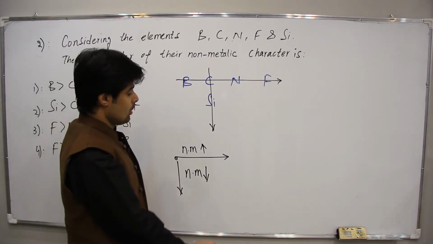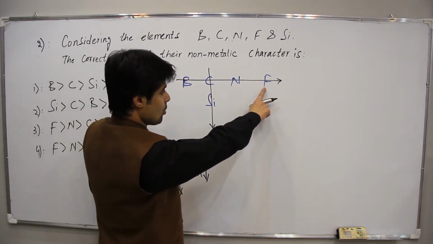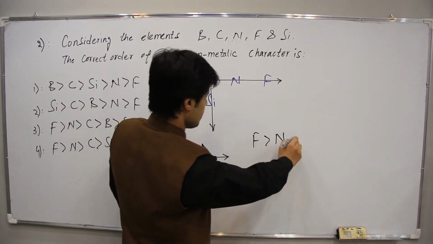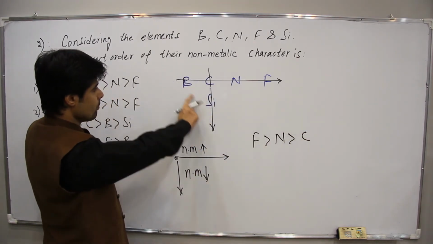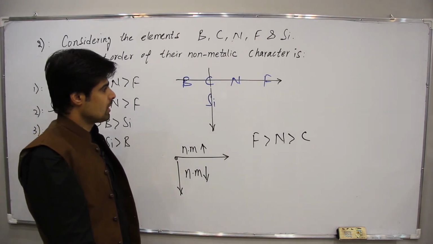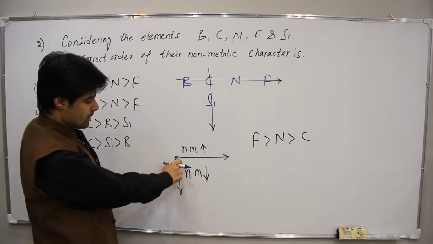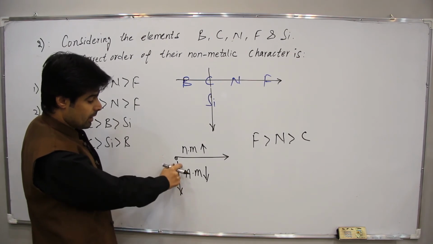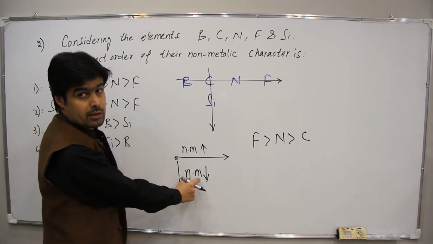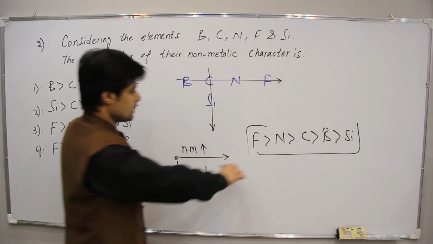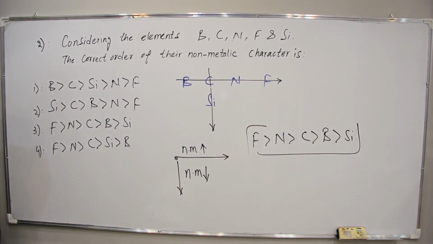So the answer is simple. What is the element on the most right side? I think fluorine. So fluorine should be first, then we have nitrogen, then we have carbon. And between boron and silicon, when we want to compare, what do you think? Boron is more or silicon? I think boron is more. Why? Because silicon is on the bottom side. On the bottom side, non-metallic character is lower. So we should write boron, and the last one silicon. This is the correct order. Which answer is right? Number 3. Write it please.